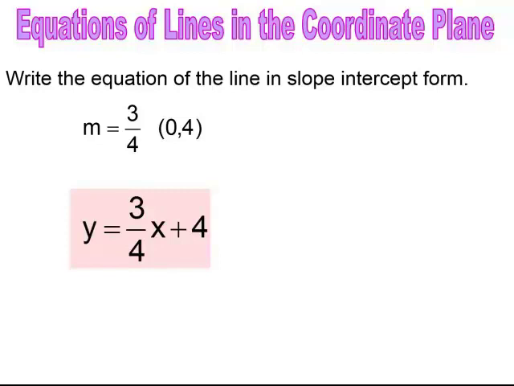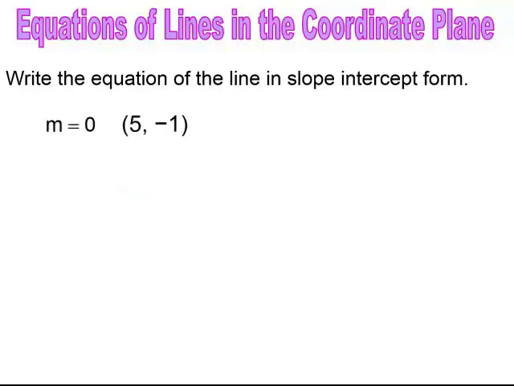So you have the y-intercept and you have a slope, so your equation of the line would be y equals 3/4 x plus 4. Pause and try.